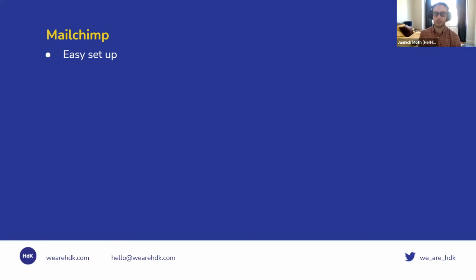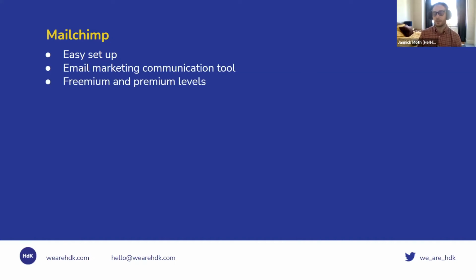Like for example, Wix will offer an app where you can put in the email address or some sort of identifier, and then it will hook in that Mailchimp. But it's a very easy setup. It's just basically putting a bit of code on the website. So like I said, it's an email marketing communication tool. So it's got freemium and premium levels. So it starts off free, and then as you get to a certain number of contacts, then you start paying per contact. And it's got a few premium features where you have to pay per month for them.